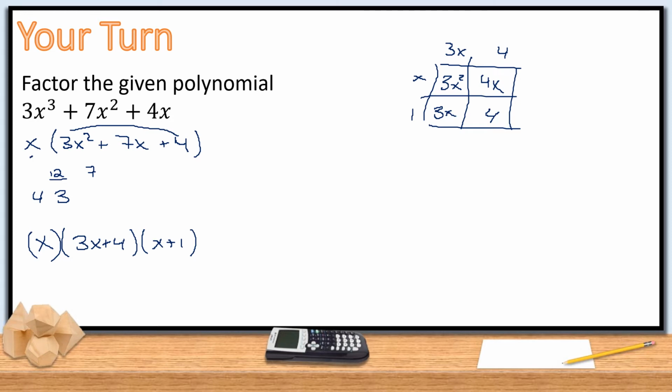And if you distribute it, you will get back your original polynomial again. If we were asked to solve it or find the zeros, we would say x is equal to 0, x is equal to minus 4 over 3, or x is equal to negative 1. And that's it.